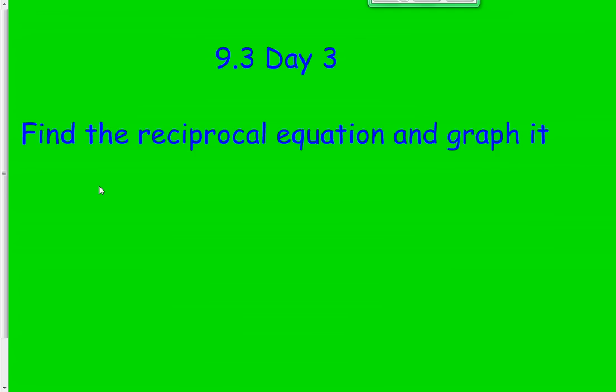Welcome everyone to another video lesson. This is our third day on 9.3. In this lesson we're still graphing rational functions, but it's the reciprocal of a linear equation. So when you do the reciprocal of a linear equation, it turns into a rational function because then you have a variable in the denominator.